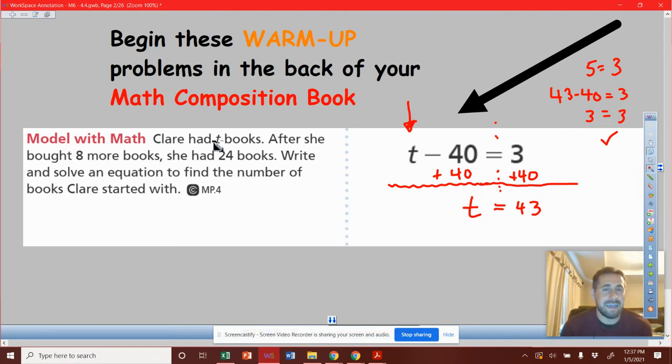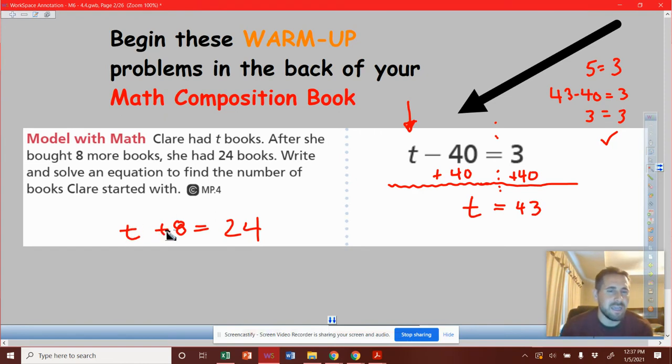Okay, Claire had T books. After she bought 8 more books, she had 24 books. So we got to build the equation here. So write and solve the equations. She had T books. She bought 8 more, and that gave her a grand total of 24. There's your equation.